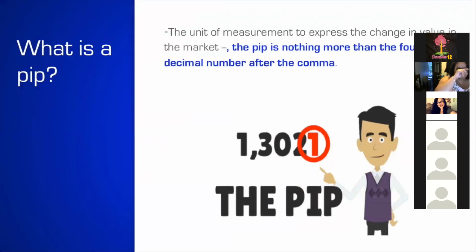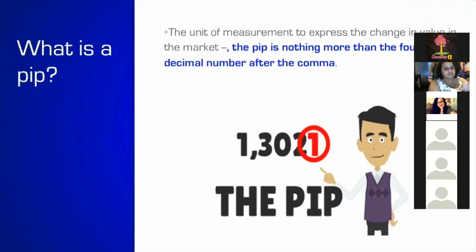So what is a pip? A pip is nothing more than a unit of measurement that expresses the change in the value of the market. In the same way that you express time in minutes or in days or in hours, we're expressing the change in the market in pips. If it goes up, it went up a certain amount of pips. If it goes down, it goes down a certain number of pips.